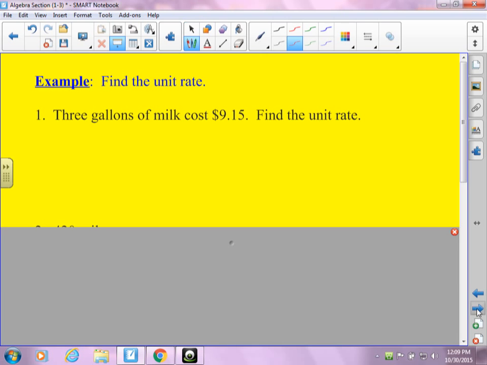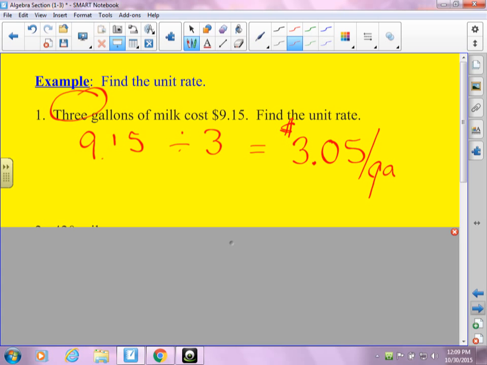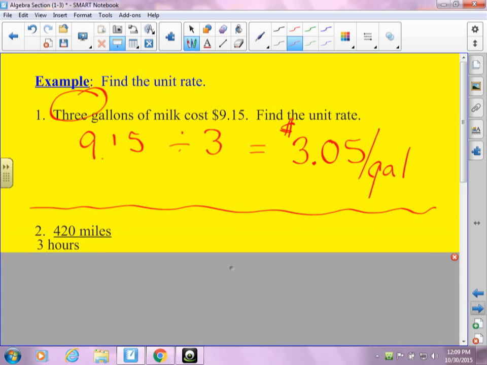So I'm going to take $9.15 and I'm going to put that down first. And then I'm going to divide it by 3 because I have 3 gallons of milk. Okay? So if I end up doing the math and divide, I end up with $3.05, and that'll be per gallon. Make sure you have the label. Labels are sometimes just as important, if not more so, than the actual number itself.